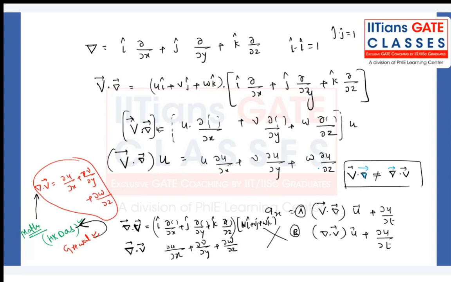Can I move to the next one? Likewise, what you have observed is that it comes over here as v dot del into u. We are writing this for ax, the convective component, right?